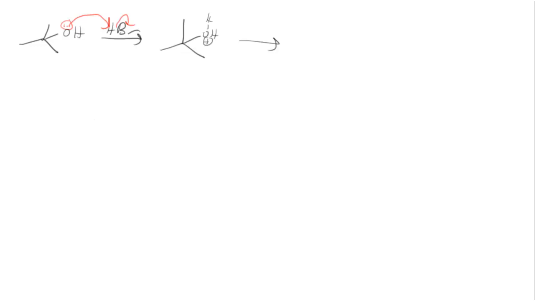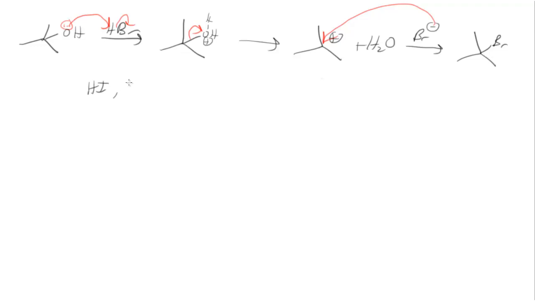Now, however, this is too bulky for a SN2 type mechanism, but I would have good carbocation stability if this water leaves, because I'll have a tertiary carbocation. So in this case, water leaves. I've got a tertiary carbocation plus water, and now my bromide attacks. So now I've got a negative charge here, a positive charge there, and I can make a new alkyl halide. Now this one will work with HI, HBr, or HCl.